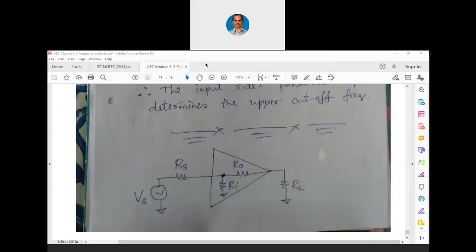So with this, I am ending this PDF. Now I will share one PPT where I'll have some more exercises. Let me stop sharing the PDF and let me now share the PPT.